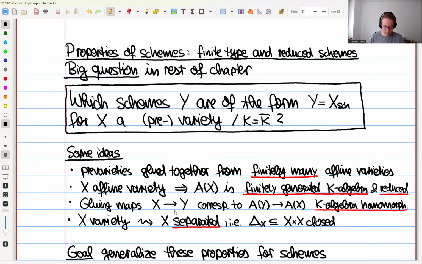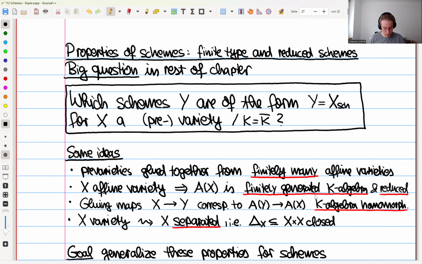Sorry, I guess this should just be the morphisms between affine varieties correspond to morphisms of their coordinate rings, which are K algebra homomorphisms. This is another thing in general we could allow on the level of affine schemes. We allow arbitrary ring homomorphisms. So we need to somehow impose that these ring homomorphisms should be between K algebras.